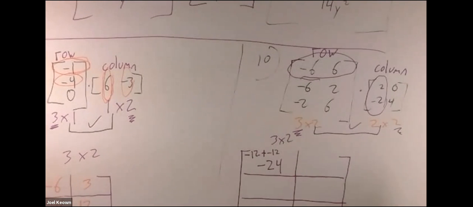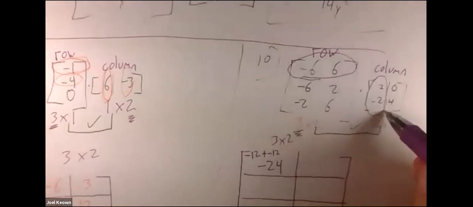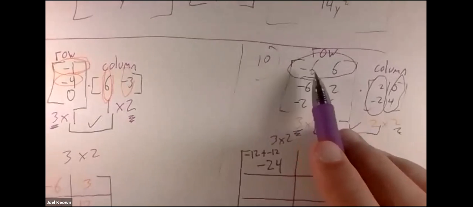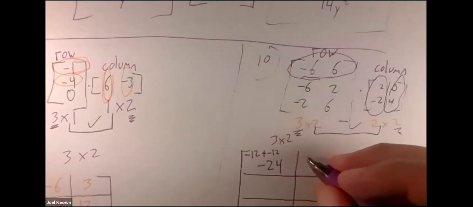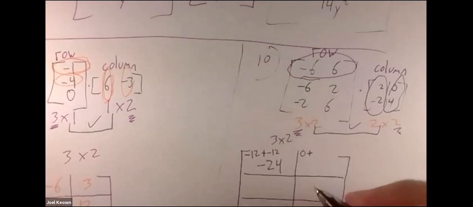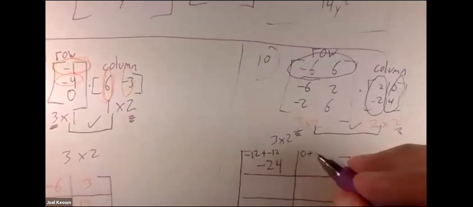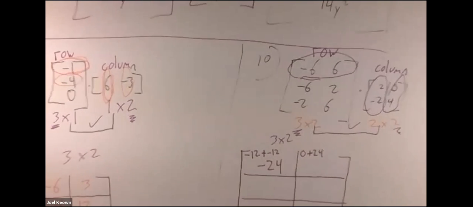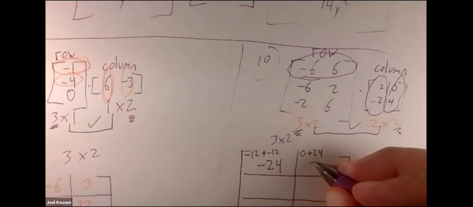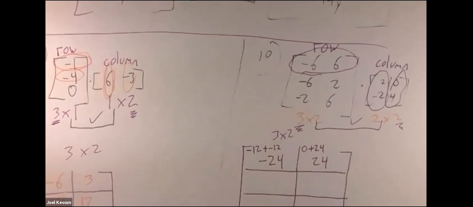All right, let's do another box. How about this one right here? This one's still in the first row, but now it's in the second column. Negative 6 times 0 is 0, plus 6 times 4, 24. 0 plus 24 is 24.